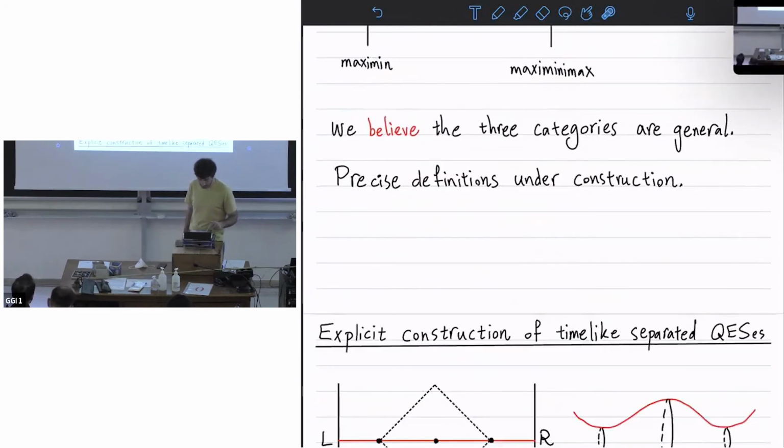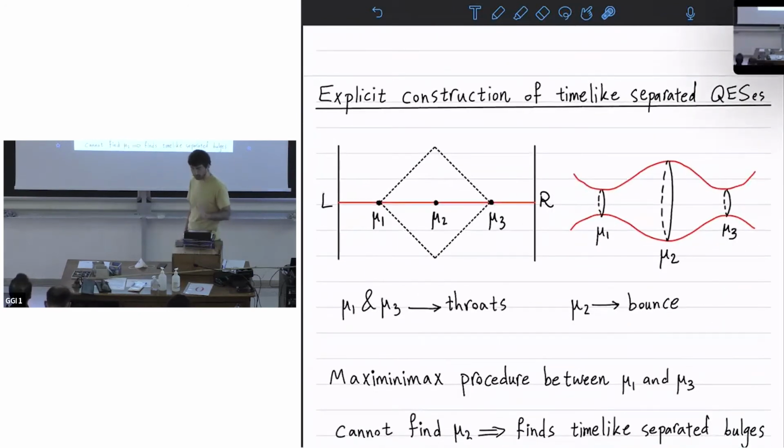Okay. So now let me discuss the explicit construction of what we think are time-like separated quantum extremal surfaces. So this involves coming up with a specific solution of a gravitational constraint equation on a time-symmetric spatial slice, like I've shown in red here. So this is some initial data surface. Here I say QES, I'm talking about classical extremality, and I don't think quantum corrections matter much. So there will be quantum extremal surfaces too.